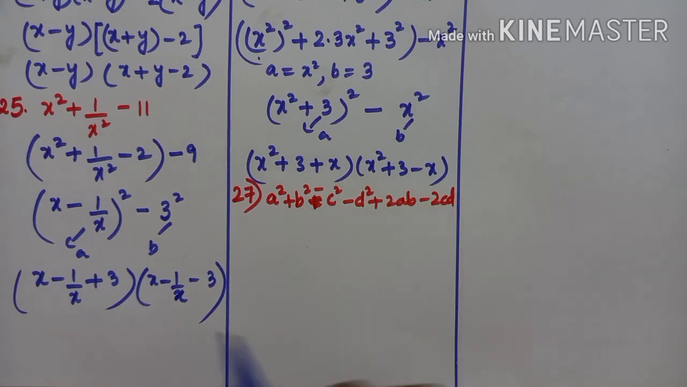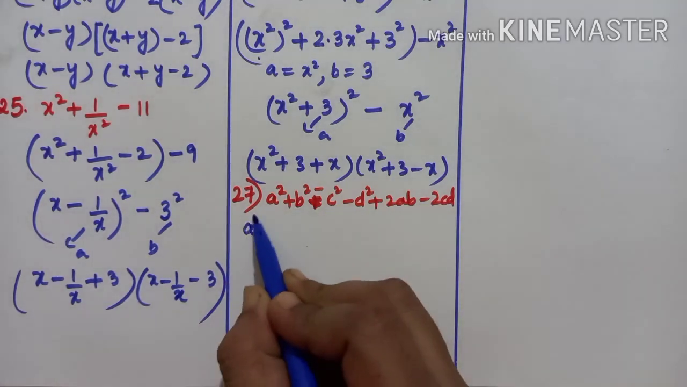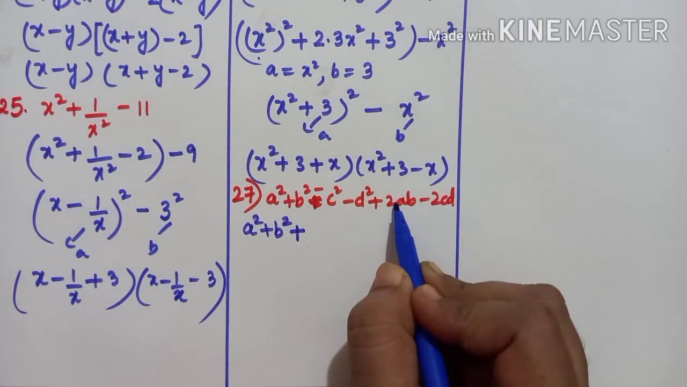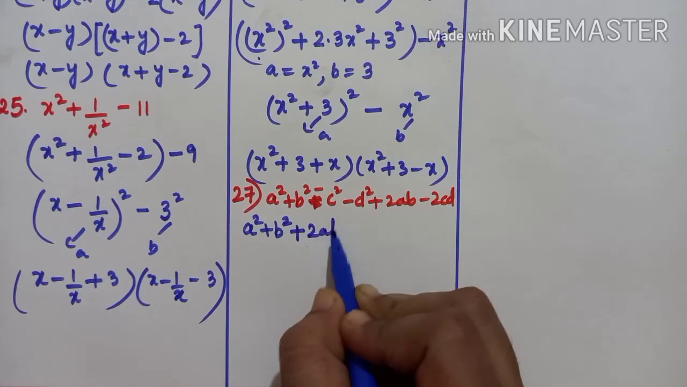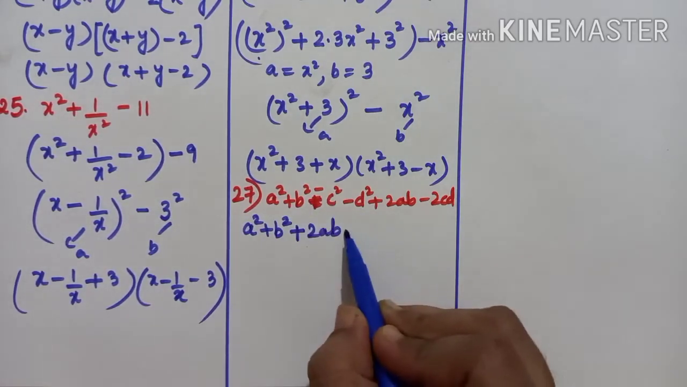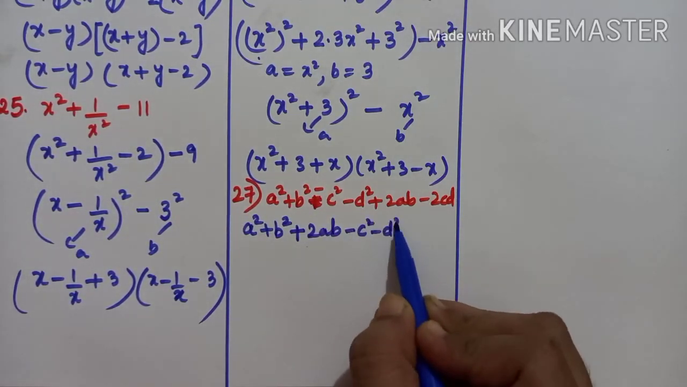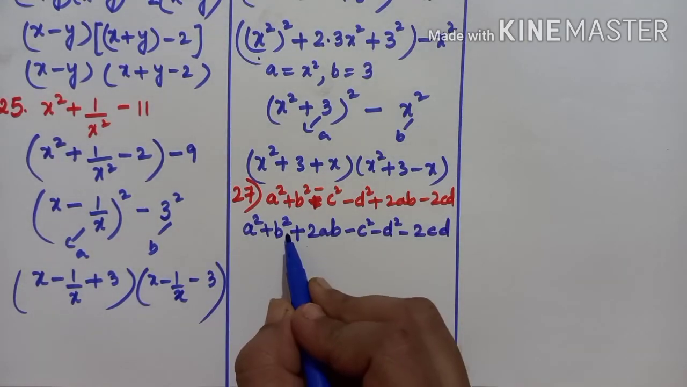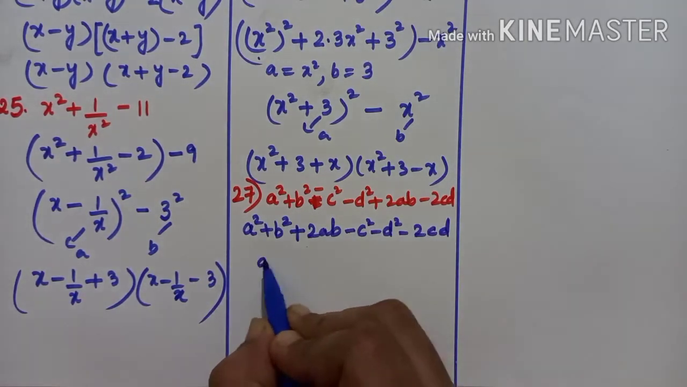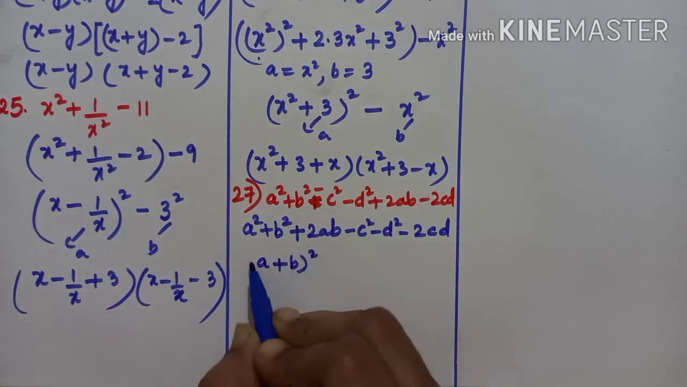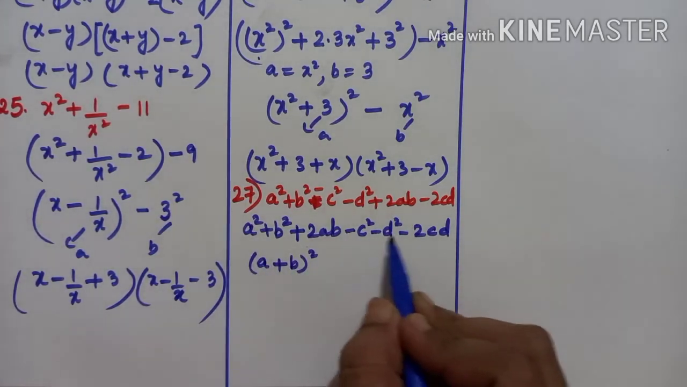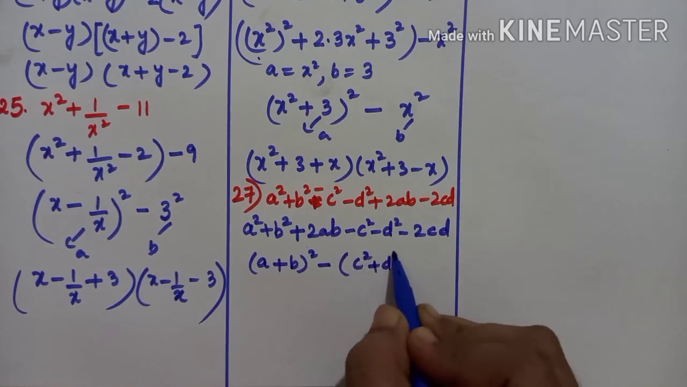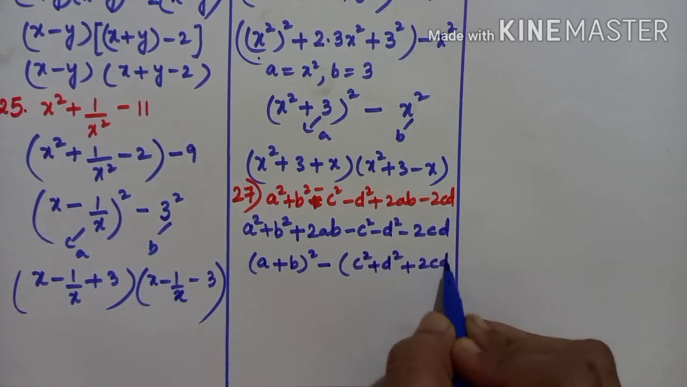Fine, so let us first write together a square plus b square plus 2ab, then minus c square minus d square minus 2cd. Now a square plus b square plus 2ab is nothing but a plus b whole square. Then here let us take minus common, so it will become c square plus d square plus 2cd.